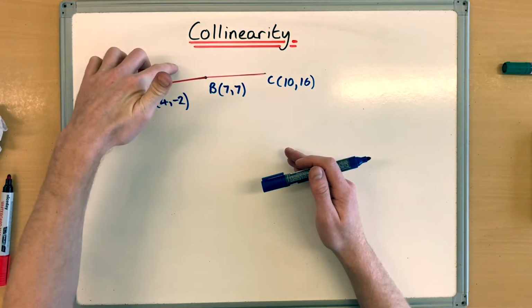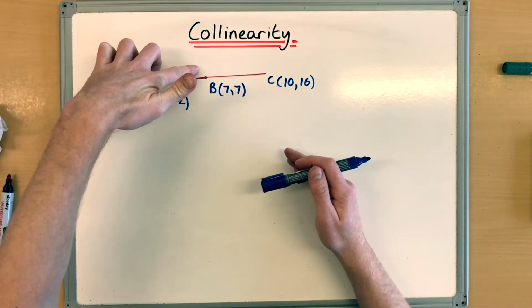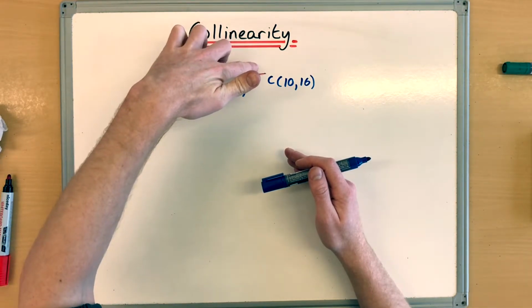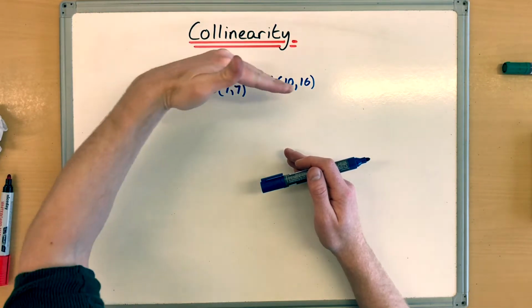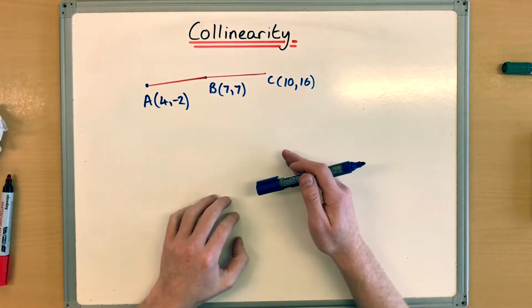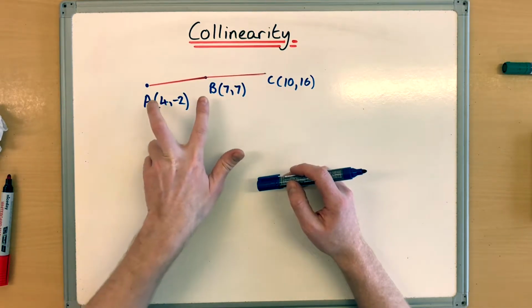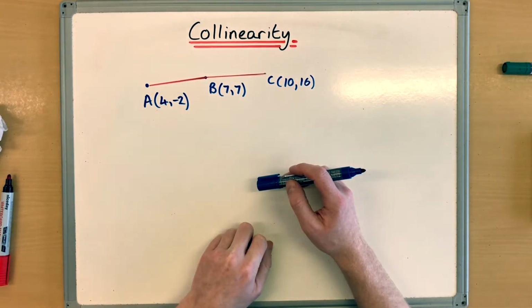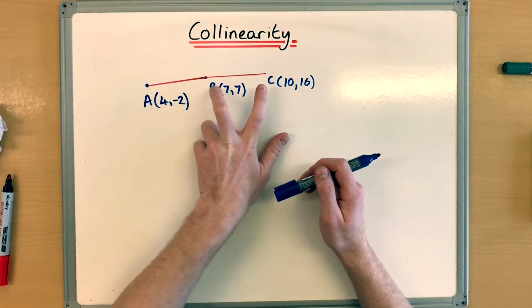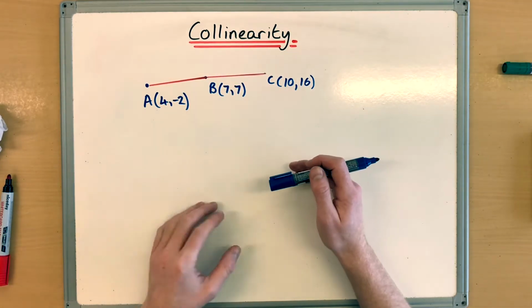Well, if there was a bend, if the straight line between A and B is a slightly different direction from the line between B and C, well then they're no longer in a single straight line. And that's how we investigate whether points are collinear. We find the gradient between 2 of the points, then we find the gradient between one of the points and a third point, and we see if that's the same.